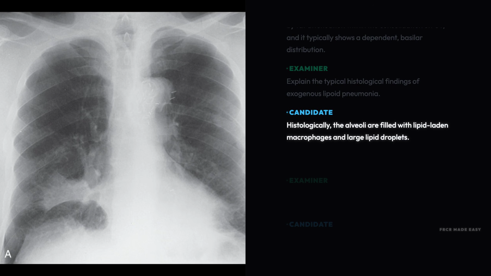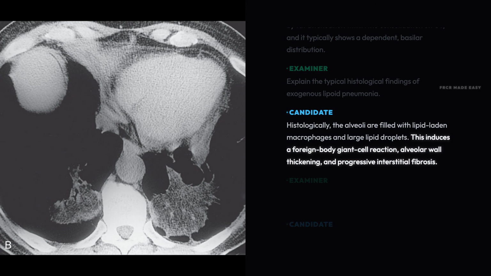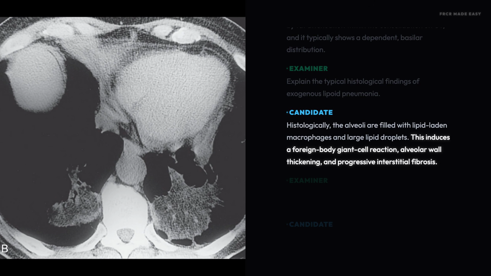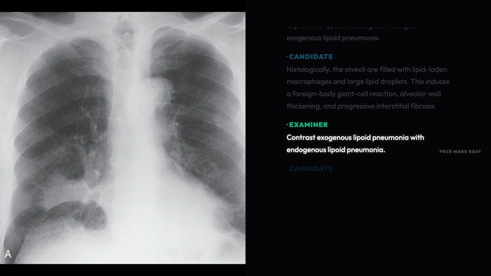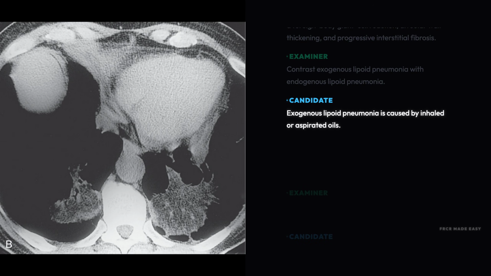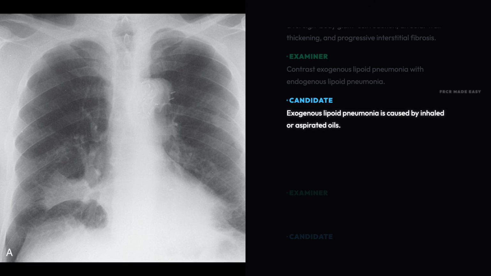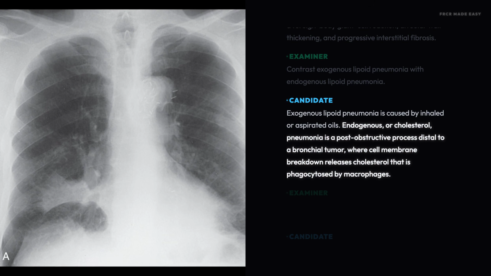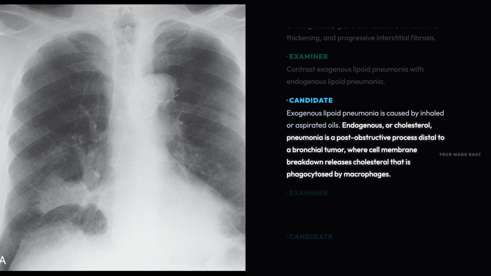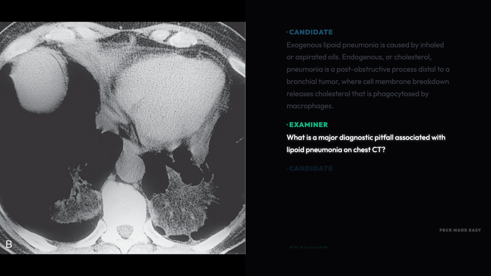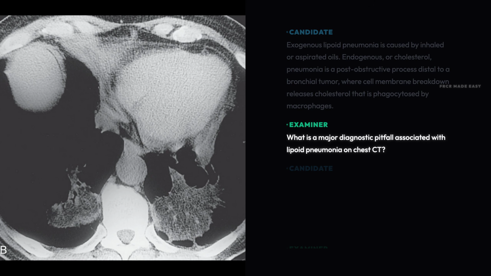Histologically, the alveoli are filled with lipid-laden macrophages and large lipid droplets. This induces a foreign body giant cell reaction, alveolar wall thickening, and progressive interstitial fibrosis. Contrast exogenous lipoid pneumonia with endogenous lipoid pneumonia. Exogenous lipoid pneumonia is caused by inhaled or aspirated oils. Endogenous, or cholesterol, pneumonia is a post-obstructive process distal to a bronchial tumor, where cell membrane breakdown releases cholesterol that is phagocytosed by macrophages. What is a major diagnostic pitfall associated with lipoid pneumonia on chest computed tomography?